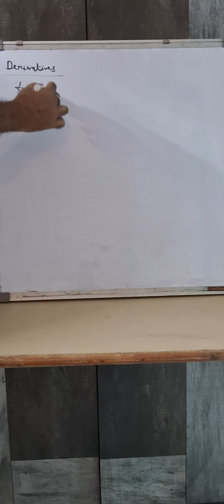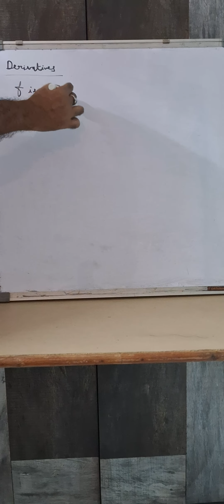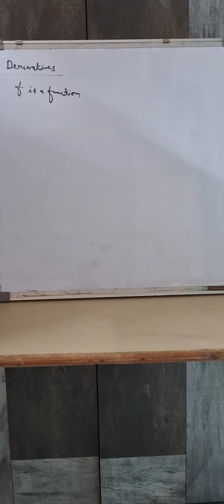And a is a point in its domain. Domain means where the function is valid, where the function exists.